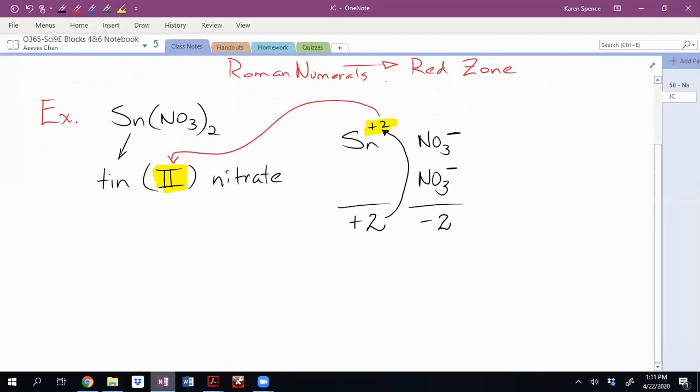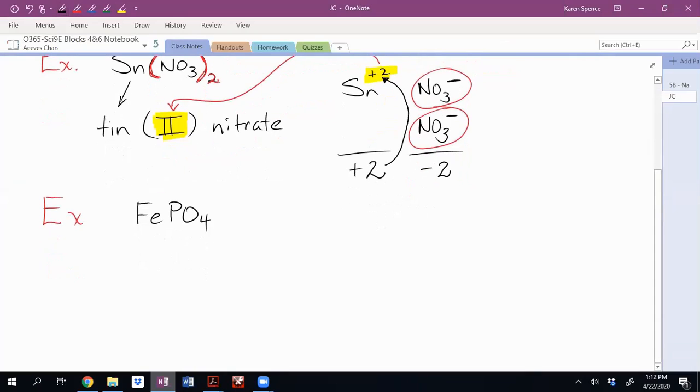Now we'll do another one that doesn't have the brackets. Remember, because we have these brackets, what that was telling us is that we had 2 of everything that was in the brackets, and that's why we had 1, 2 nitrates. But we're now going to do an example where we have no brackets. FePO4. And this is where sometimes people get tricked. I say, how many phosphates are there? And they say, oh, there must be 4. Well, here's our cation, our Fe, and we only have 1 of them.